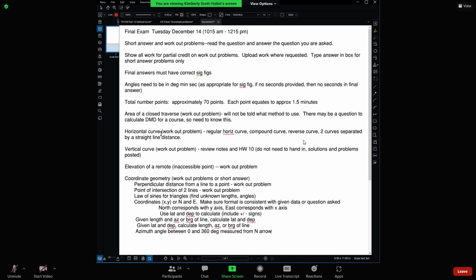An azimuth is an angle between 0 and 360 degrees measured from your north arrow. I am still seeing issues with bearing. A bearing angle cannot be more than 90 degrees. It has to be between 0 and 90 degrees. And you also are going to have a quadrant direction. So again, northeast, northwest, southeast, southwest. You always have north or south, an angle, and then east or west.